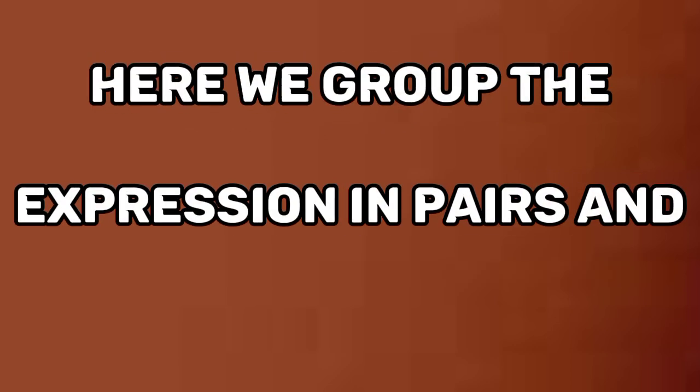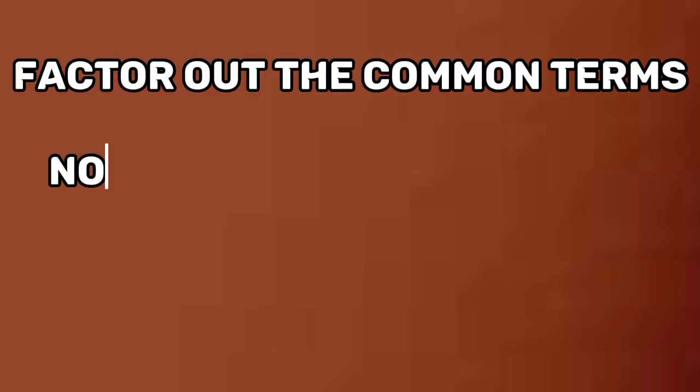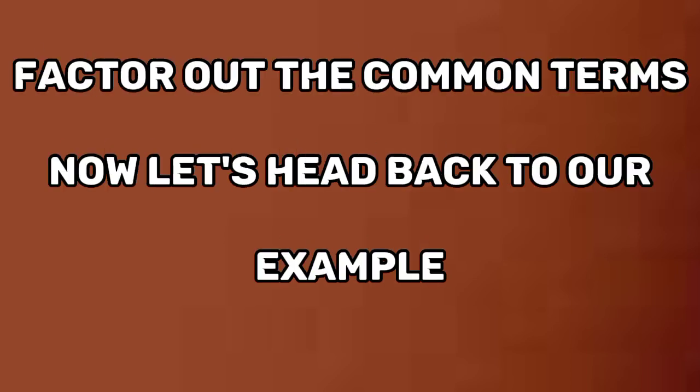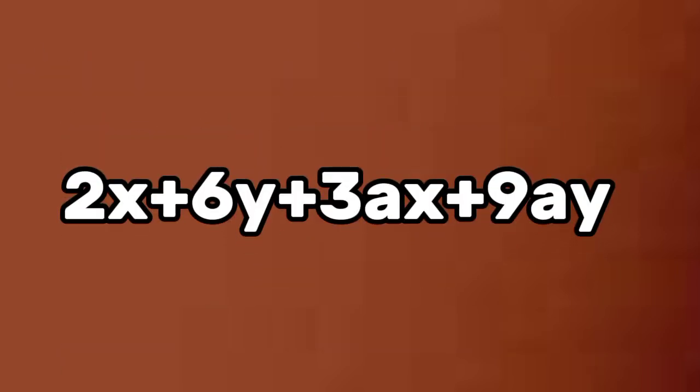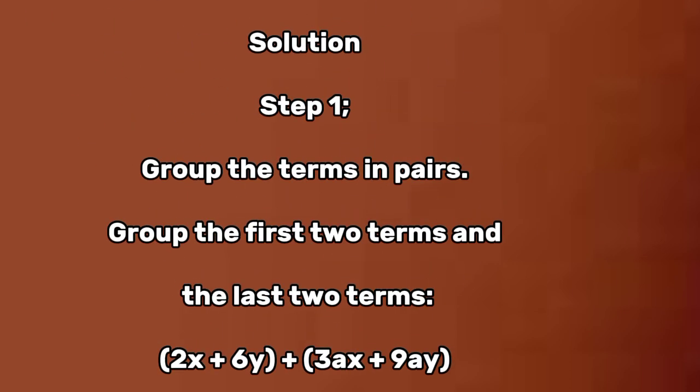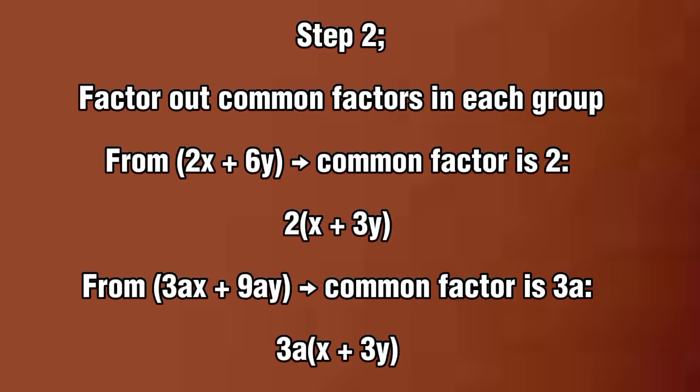Okay, let's talk about the grouping method. Here we group the expression in pairs and we factor out the common terms. Let's head back to that example. We'll take the first parts, grouping them in pairs. We'll group the first two terms and we'll group the last two terms, just as seen below. Now we factor out common factors in each group.